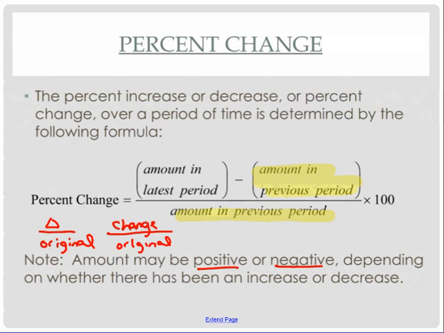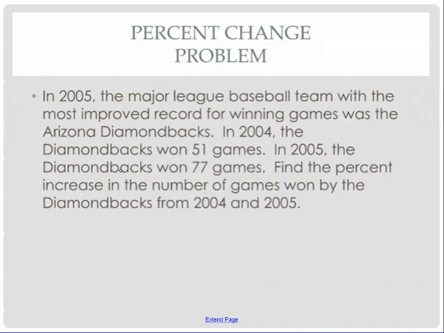Let's take a look at where this might come into play here. In 2005, I live here in Arizona. I actually just missed the World Series that you guys had. I moved out here actually in 2005. So that's one of the reasons I bring this up. But the D-backs had the most improved record for wins, because in 2004 they were awful. They only won 51 games. And then in 2005, they won 77 games. Find the percent increase in the number of wins.